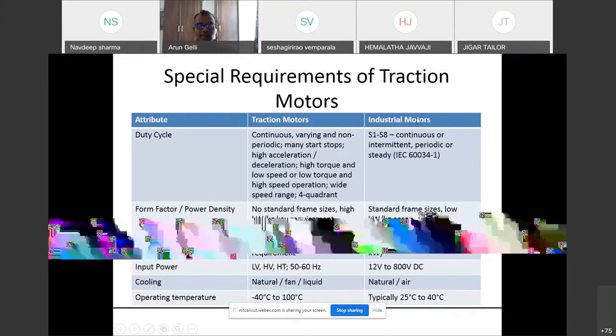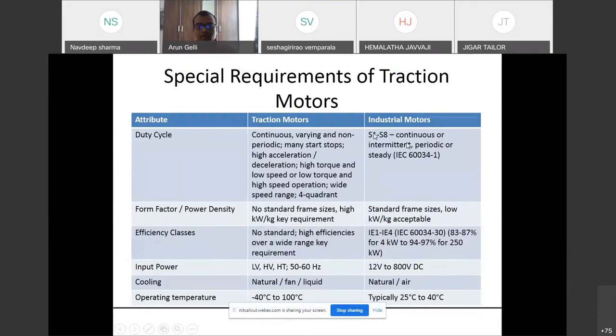Unlike in industrial motors, where once you decide it's a continuous machine, you select one and go ahead, in the case of traction, sometimes it will be periodic, sometimes acceleration, sometimes deceleration. So the duty cycles will be varied. It's not the same duty cycle seen in industrial machines, so we can't directly derive. These duty cycles have to be considered while designing the traction machine, so that it can perform without reliability issues on the vehicle.